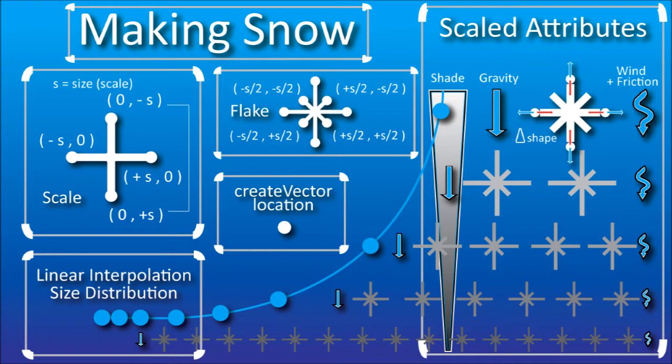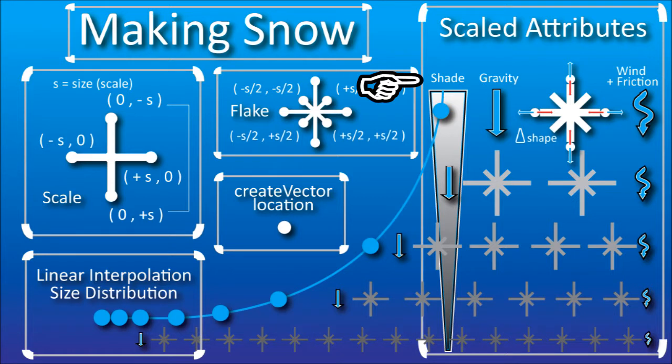Once you have your horizontal and vertical line, we want to make our snowflake shape with some cross lines, and those are going to be smaller. So we take the size, multiply it by some coefficient, which gives us a smaller line, and then we use our diagonal coordinates to put that flake on there. Our forces, our color, our gravity, our wind, and friction are all scaled to size.